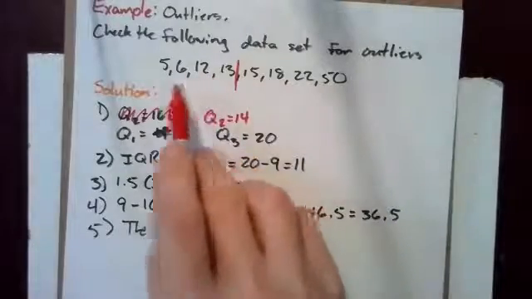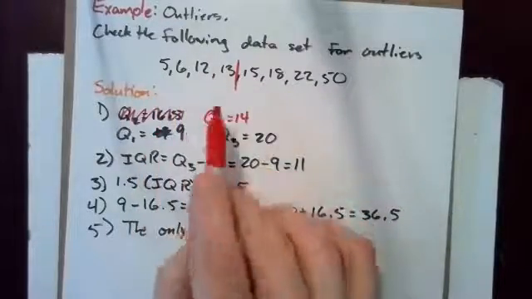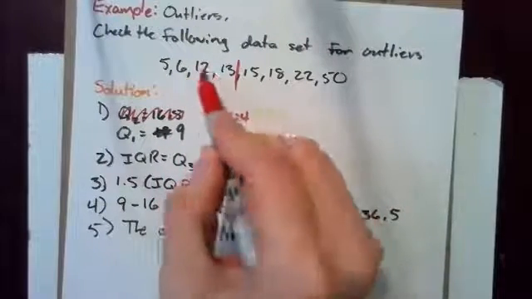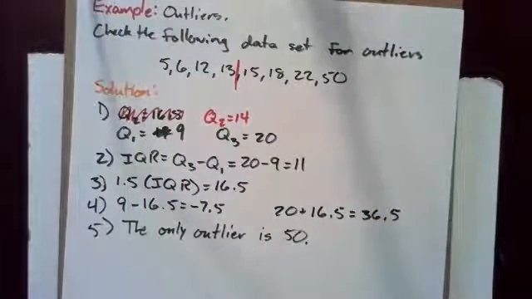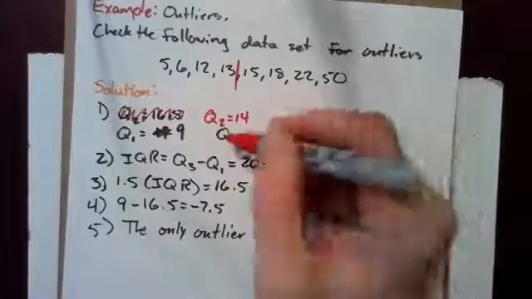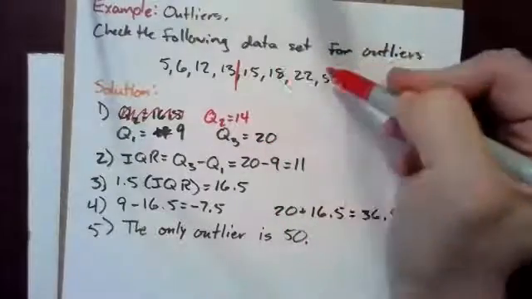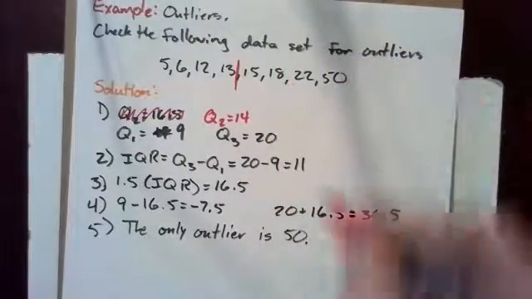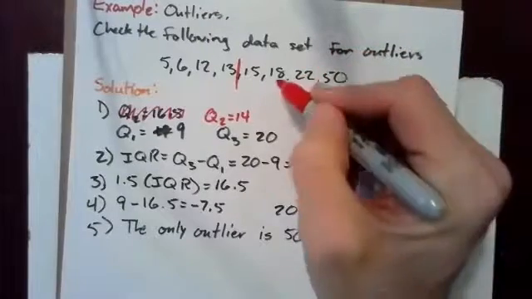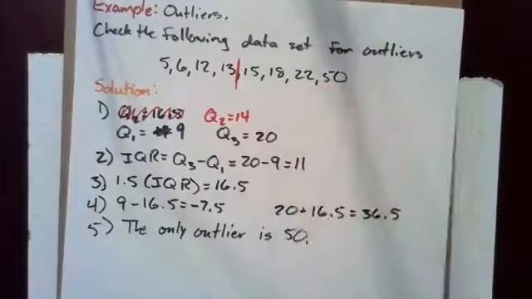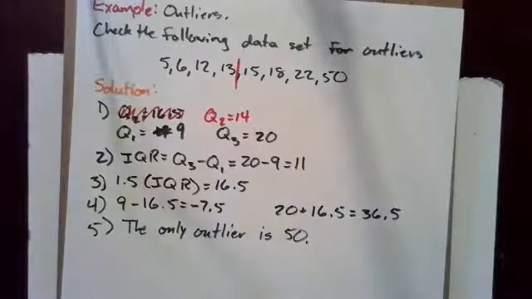So the median of 5, 6, 12, 13 is going to be halfway between 6 and 12, which is 9, and that's Q1. And the median of 15, 18, 22, 50 is halfway between 18 and 22, so that's 20. The interquartile range is the difference between 20 and 9, so that's 11. And 1.5 times the interquartile range is 16.5.